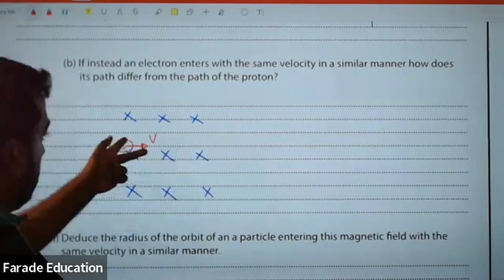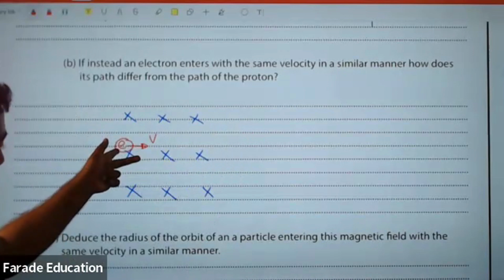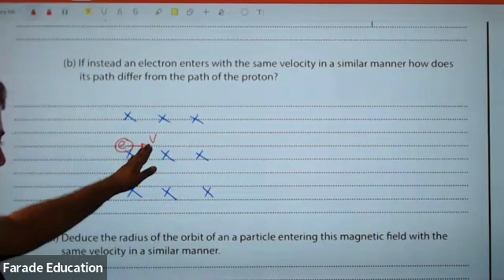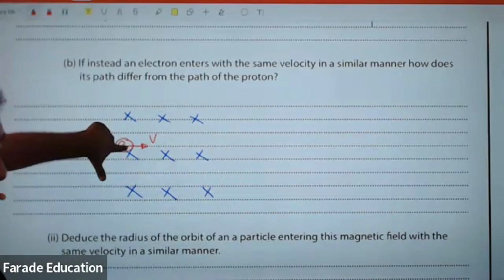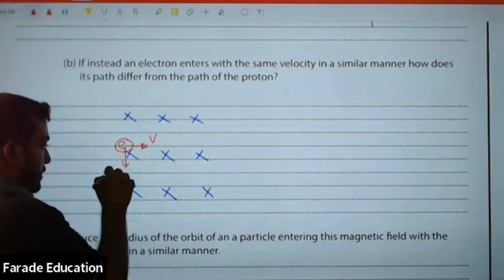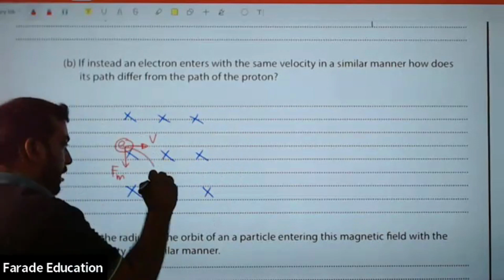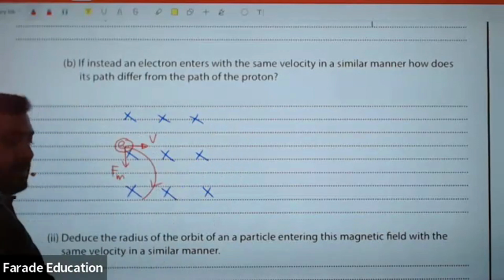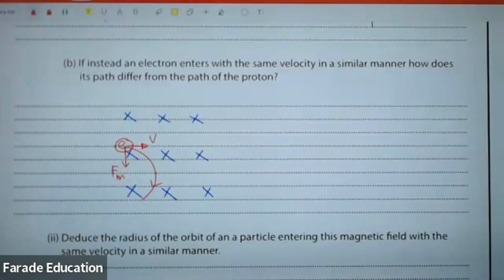Now apply the left hand rule. Field, the electron moving in that direction means the current will be in the opposite direction. Field, current, force. Now the force is acting downward. The magnetic force acts downward, so it will travel in a different circular path. How does its path differ from the path of the proton?